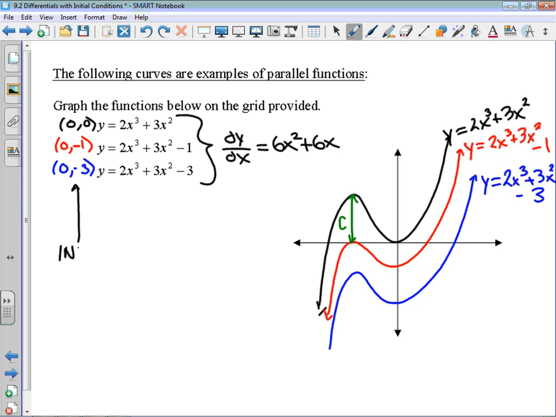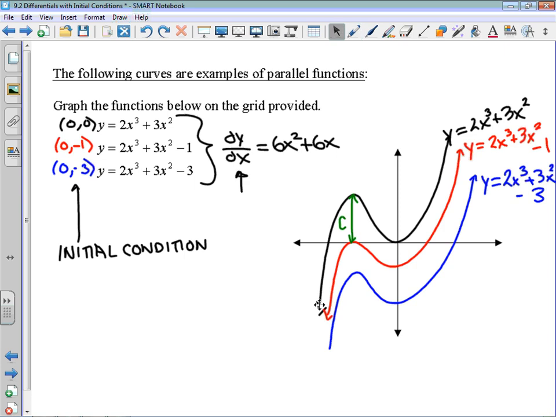And what the initial condition allows us to do is, instead of just saying that it's 2x cubed plus 3x squared plus a constant, we can identify that constant. And it takes us from a general solution to a particular solution that satisfies a differential equation. The differential equation involves this Leibniz piece right here. The initial condition allows us to find that specific solution.